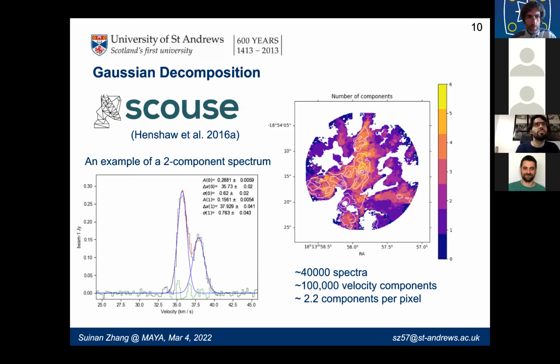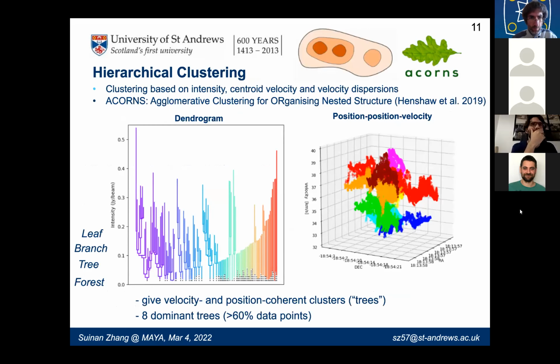To summarize, we fitted about 40,000 spectra and obtained about 100,000 velocity components in total. On average, about 2.2 components are fitted per pixel, or spectrum. We then conduct hierarchical clustering of all these fitted velocity components based on their intensity, central velocity, and velocity dispersions. This clustering is done using a Python package called Acorns.